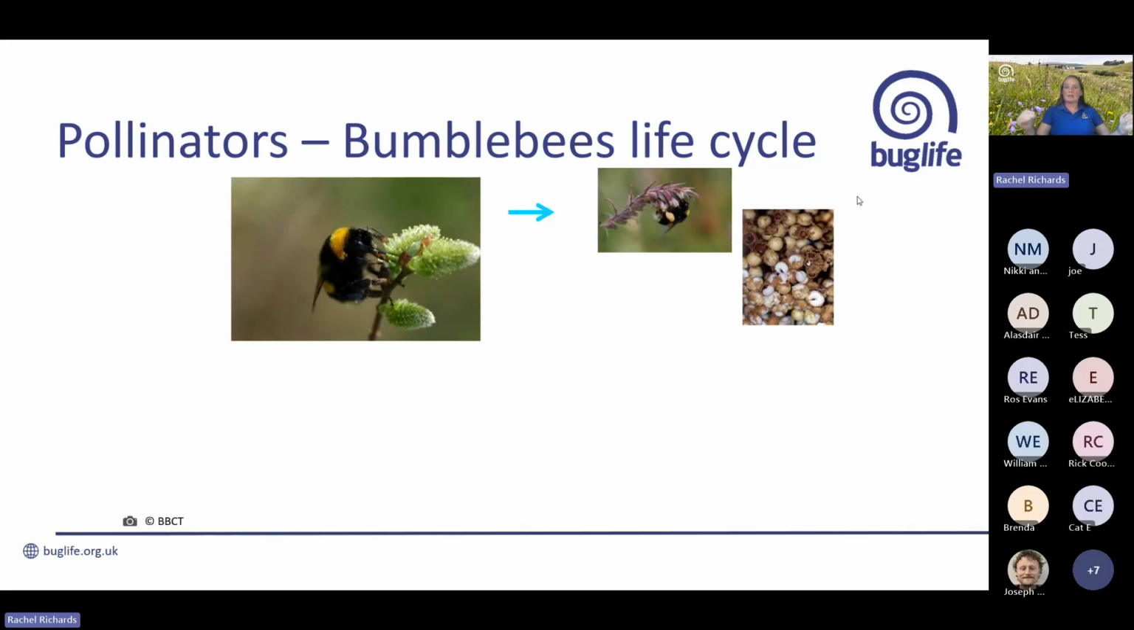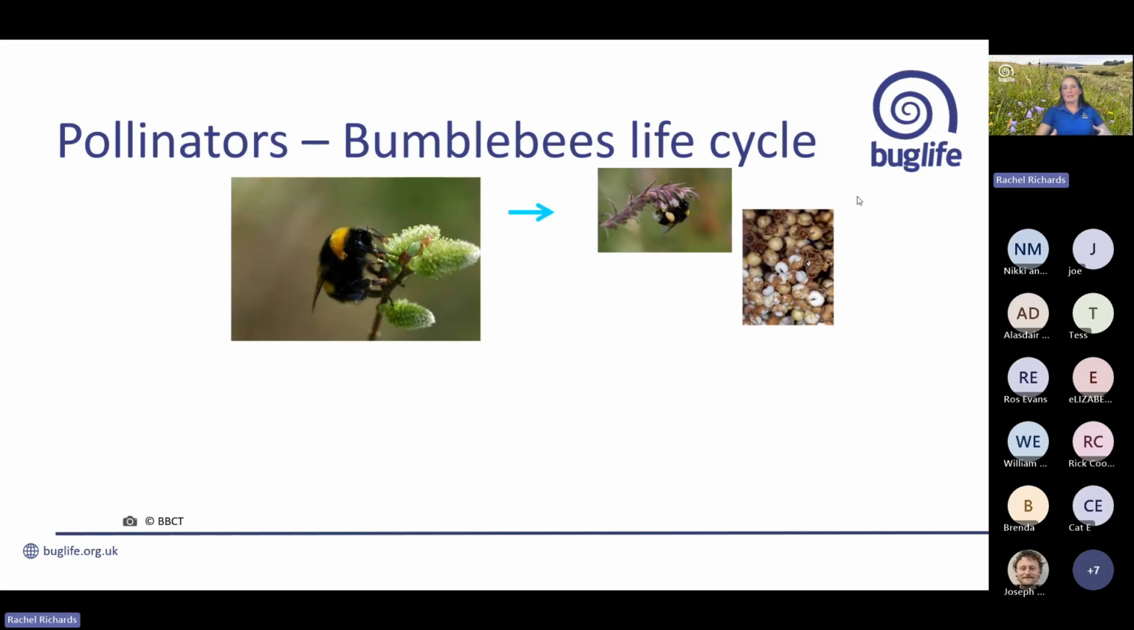Some bumblebees nest under the ground in small mammal holes. Some nest in tussocky grasses. Some nest in holes in trees. But you can observe this behavior and see the sort of habitat that they like. So that tussocky grassland is important. Those sunny banks with small mammal holes are important. That's nesting habitat for bumblebees.